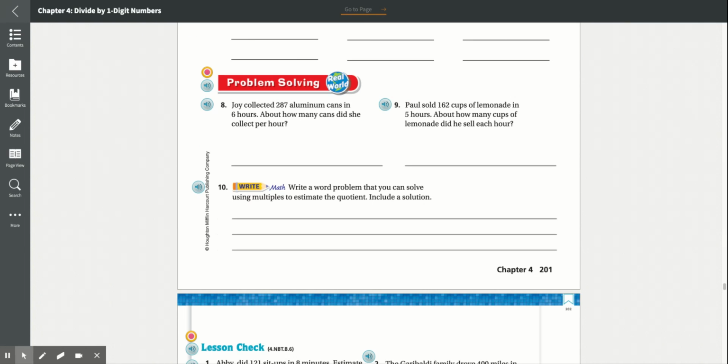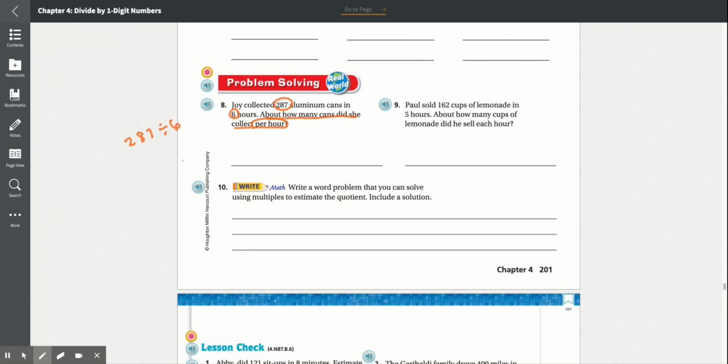Problem solving. Real world. Number 8. Joy collected 287 aluminum cans in 6 hours. About how many cans did she collect per hour? So it's asking about how many cans did she collect per hour, right? So it's 287 cans in 6 hours. So that's 287 divided by 6.